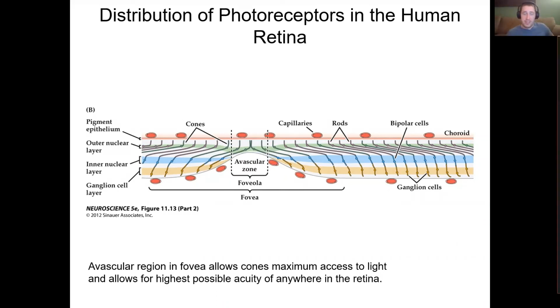So for the final summary question, I want you to answer, if all of your cone photoreceptors died, but the rod photoreceptors remained healthy, what part of your visual field would be most damaged, would be most affected? Alternatively, what part of your visual field would still be fine for the most part? What parts of the world could you still see?